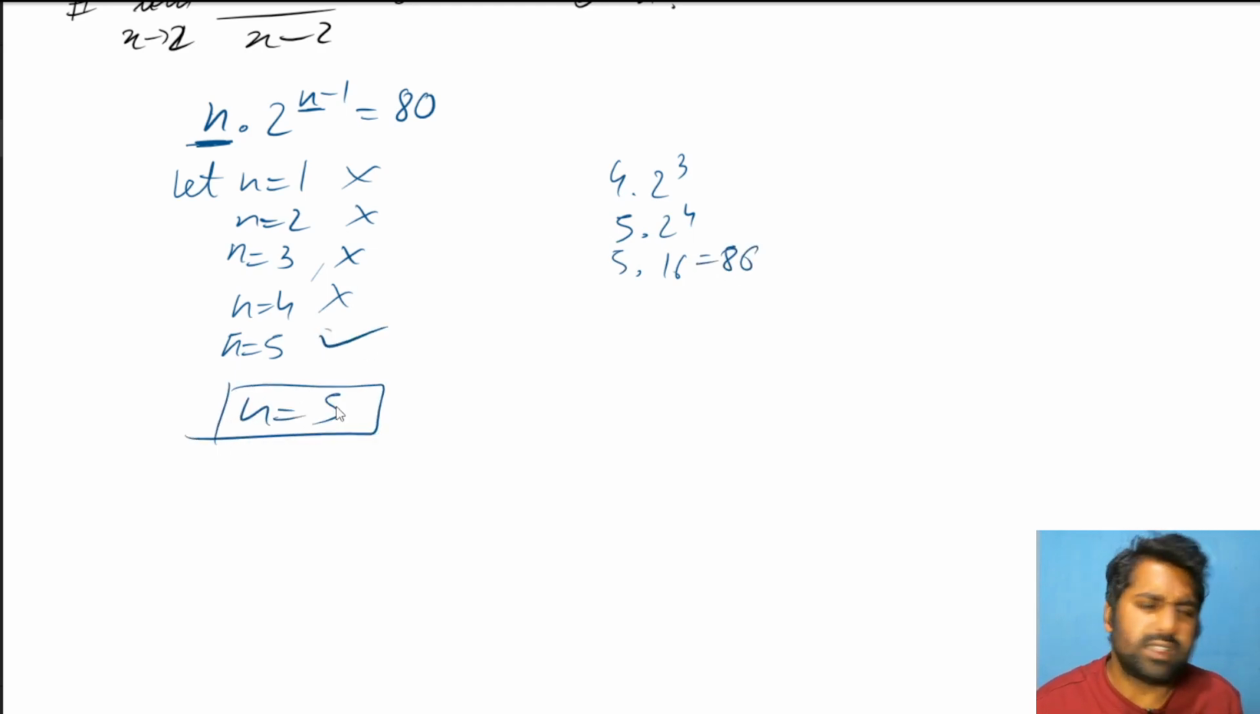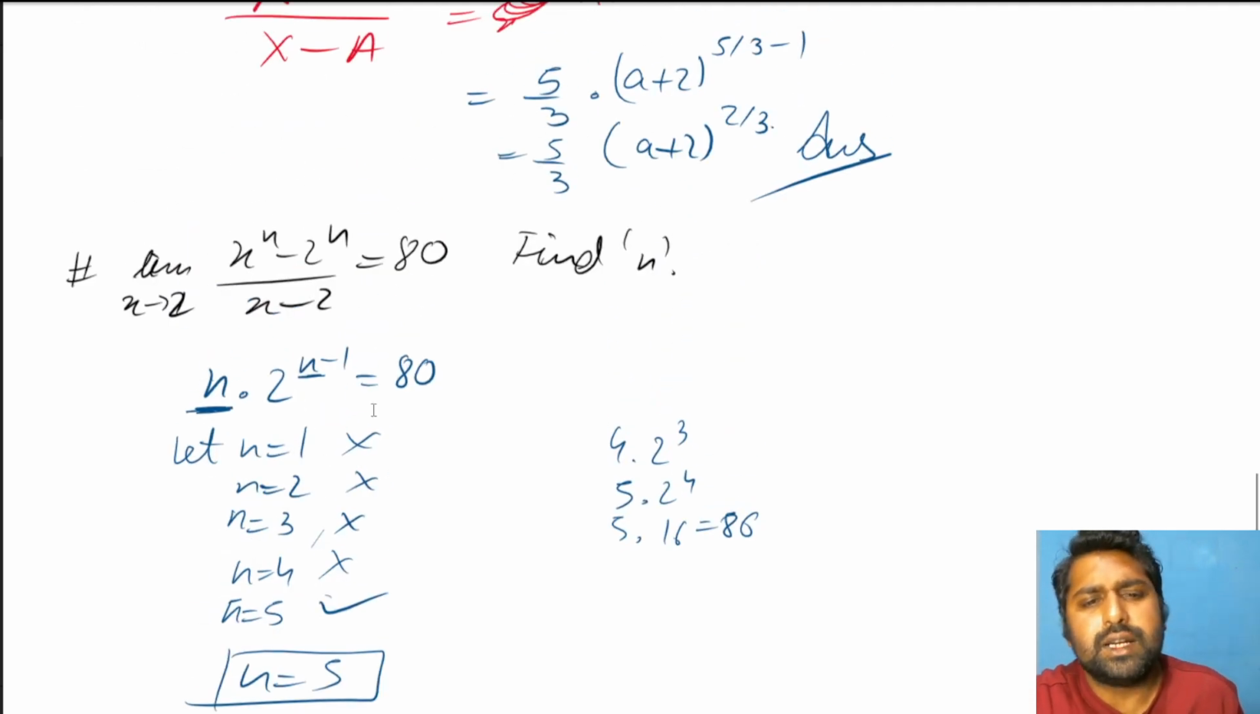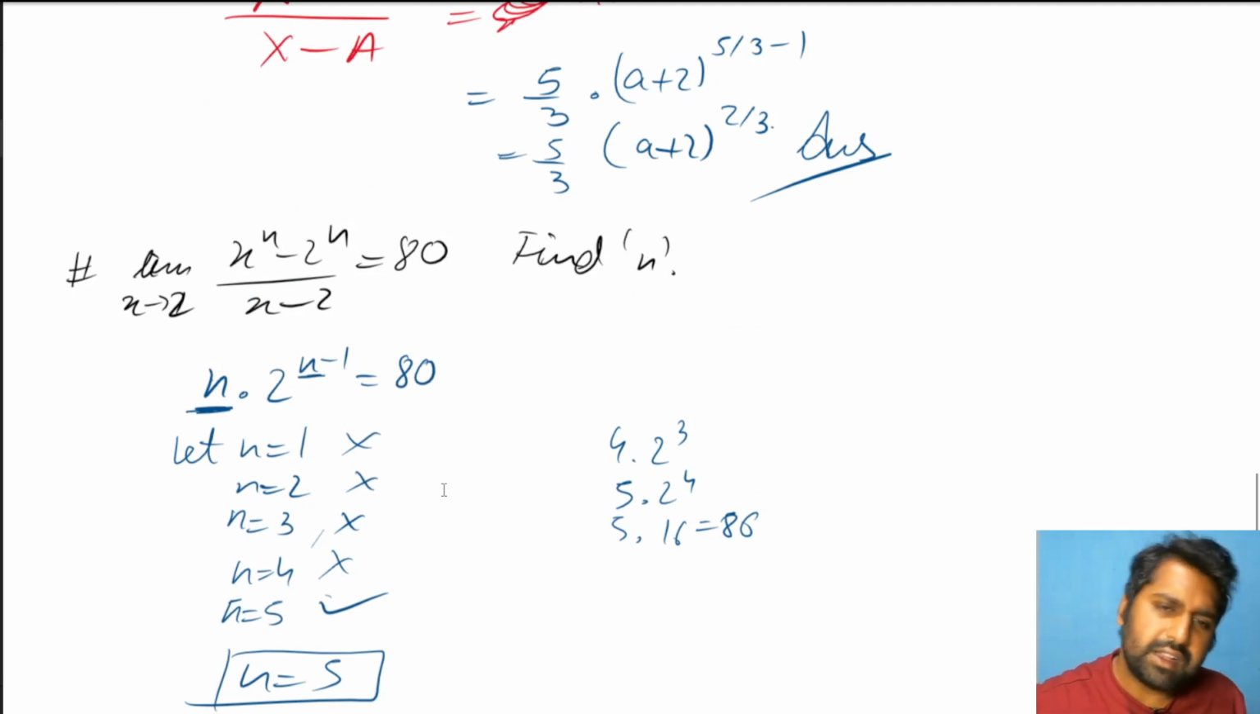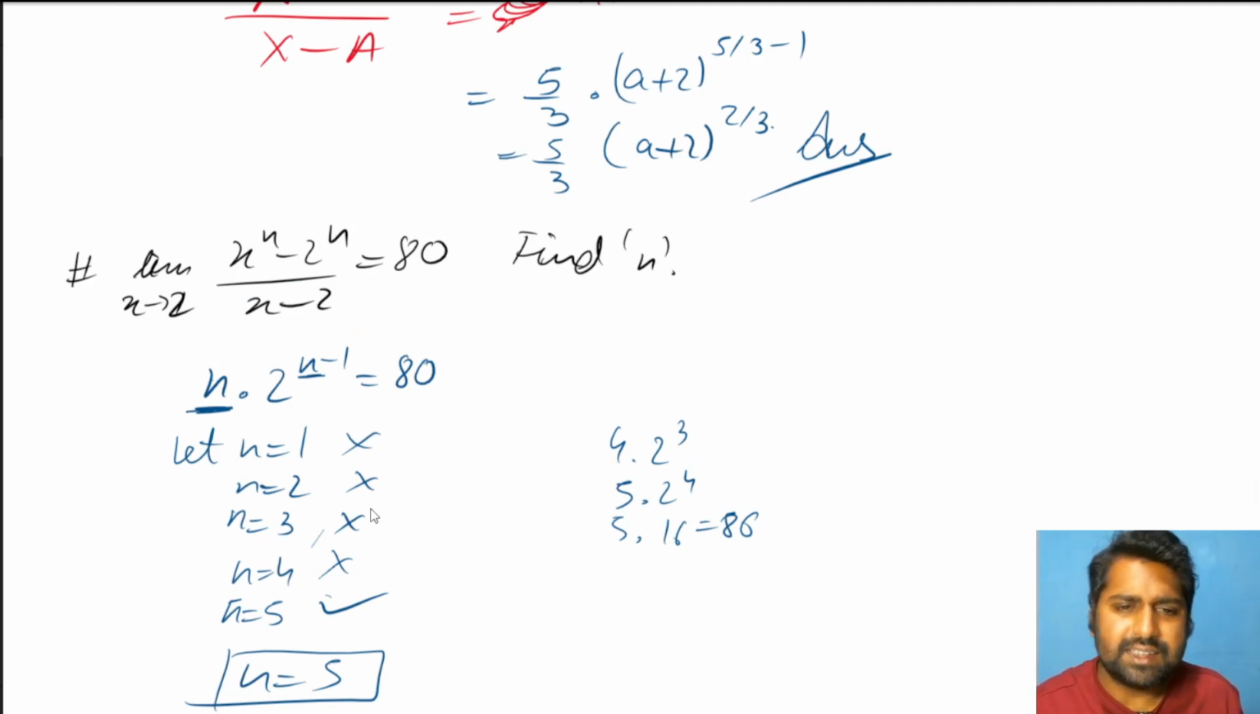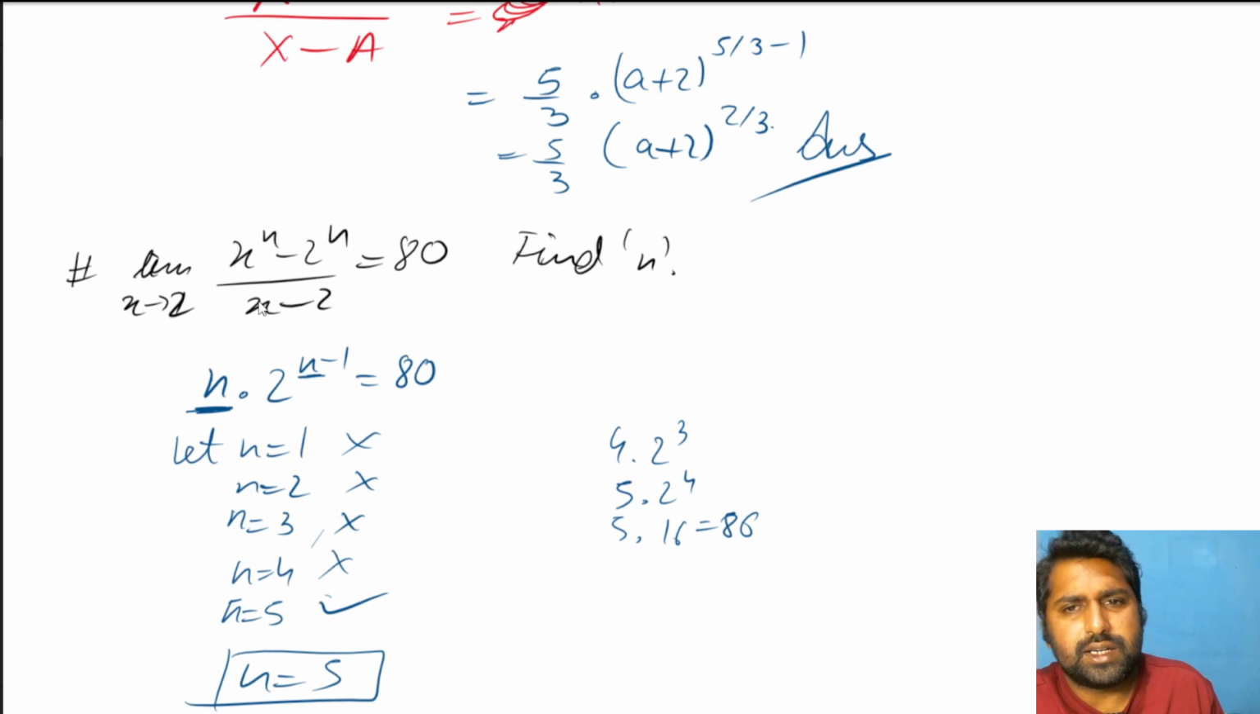Use trial for these. Don't try to solve it in a proper manner. It can be done in a proper manner, but again that is lengthy, and this one is very quick. Just put 1, 2, 3, 4, because usually you will have smaller values to deal with, or if the options are available, just use the 4 options. Whichever satisfies this equation will be your answer. That covers your standard limit.